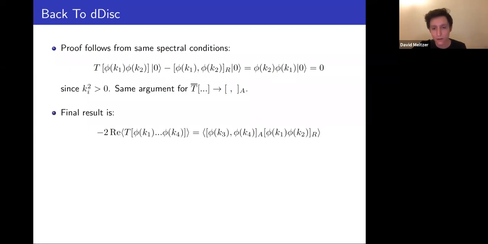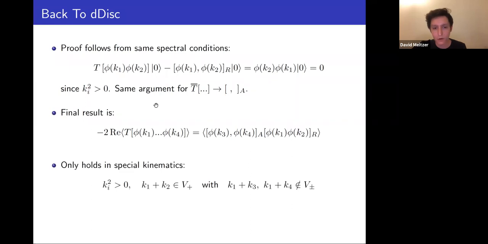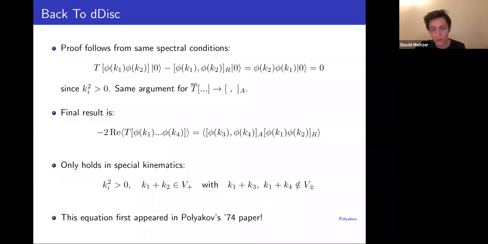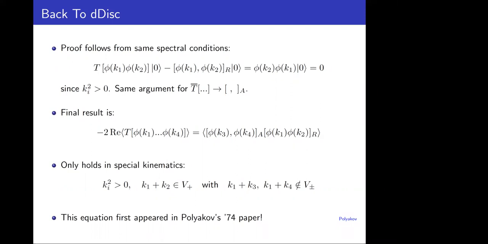So this is the final result. The real part of a time-ordered correlator is equal to a causal double commutator in these very special kinematics, where everything is space-like and only K1 plus K2 is on shell, or in the forward light cone. Just as a historical note, this equation first appeared in Polyakov's original 1974 bootstrap paper. And this was 40 years before we knew that the double commutator is a central object in the CFT unitarity method. How did Polyakov derive or motivate this formula? Or did he just write it down?